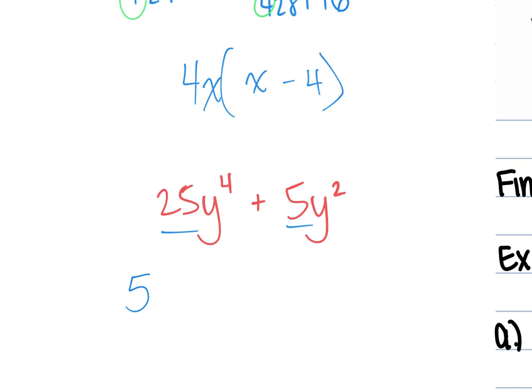And what is the greatest common factor between y to the fourth and y squared? Y squared. In other words, pick the smaller of the two in terms of their exponents. So now pull out a 5y squared. Does anyone know what the first term is going to be after you divide by 5y squared? Y.